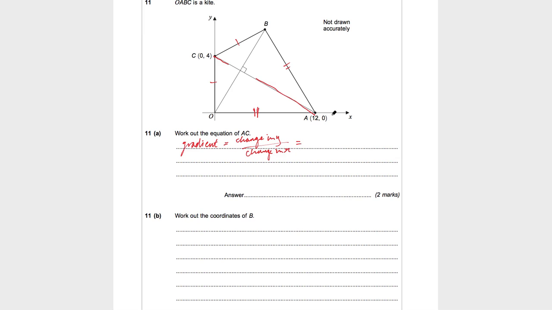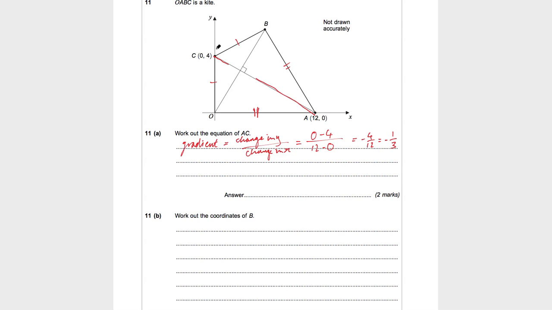So I'm going to take the two y values and subtract them. 0 minus 4 over 12 minus 0. Minus 4 over 12, which simplifies to minus 1/3.